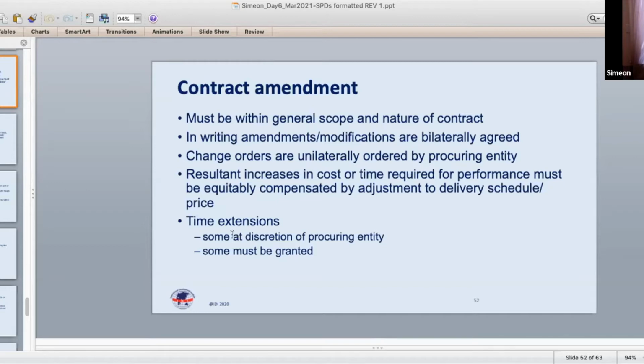Now, sometimes internationally in practice, the term contract modification and the term variation order are used interchangeably. And that's I think somewhat unfortunate, because there is this distinction that I just mentioned, that the general rule is that contract modifications are bilaterally agreed and signed, but there is the exception for unilaterally ordered variation orders.